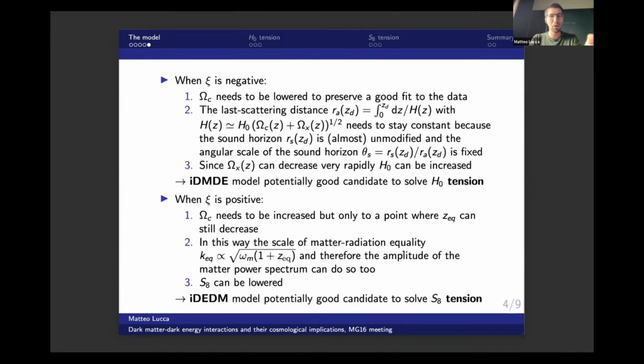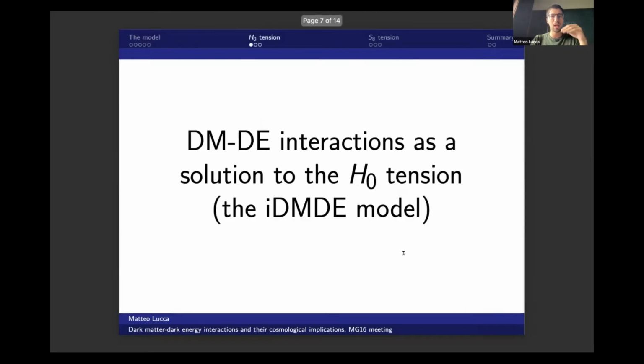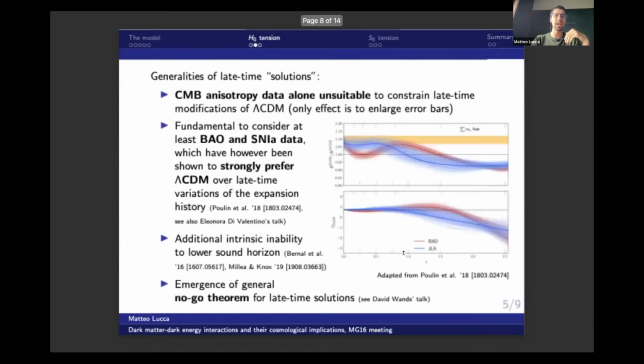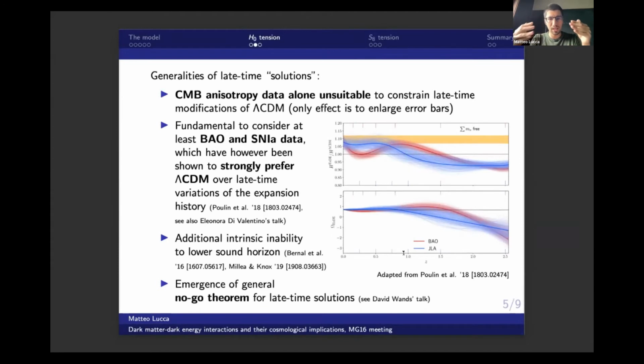Now, starting from the first case, let's start by looking at the dark matter dark energy interaction with respect to the Hubble tension, and try to see whether this model can really address the tension. And before going directly into the model, let me try to address some generalities that, at least to me, are important to discuss before going into the particular scenario I'm talking about.